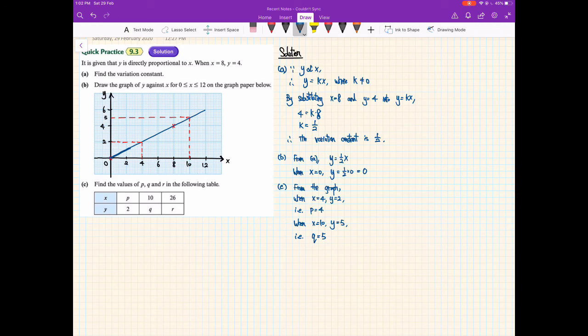What should we do? We can substitute this ordered pair into the equation to find out R. By substituting x equals 26 and y equals R into our equation, y equals 1/2 times x, then we have got R is equal to 1/2 times 26, which means R is equal to 13. So now we are done.